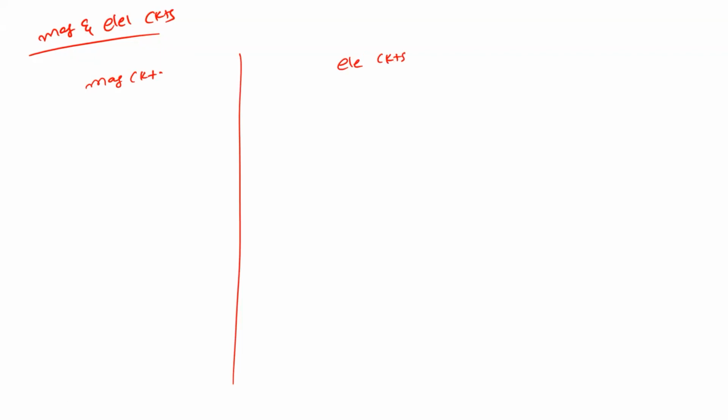So what is a magnetic circuit? The closed path for the magnetic flux is known as a magnetic circuit. So this is a closed path for magnetic flux. So what is an electric circuit? It's a closed path for electric current.